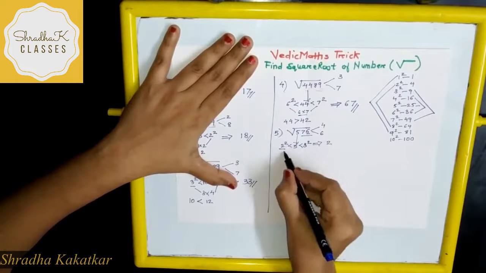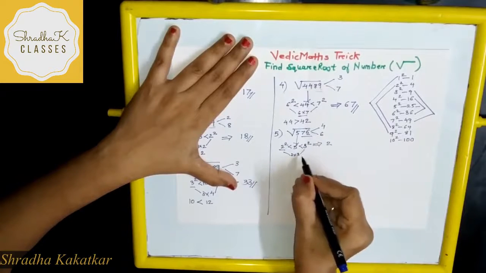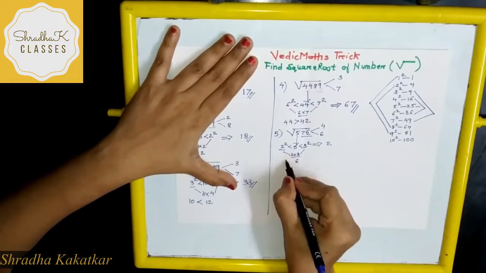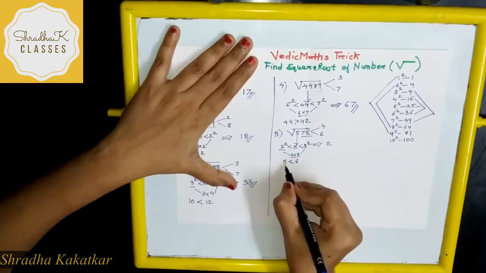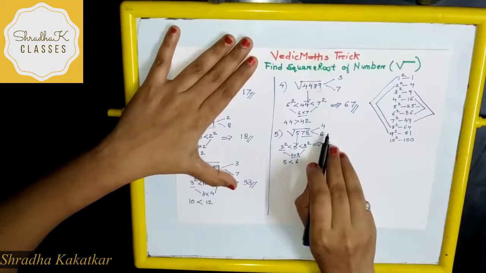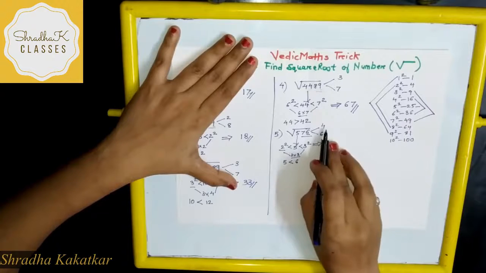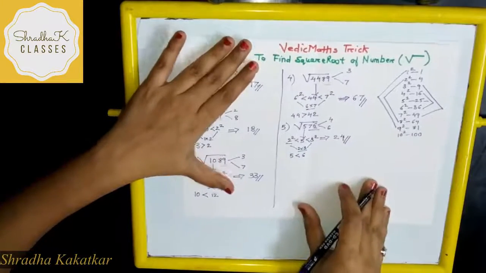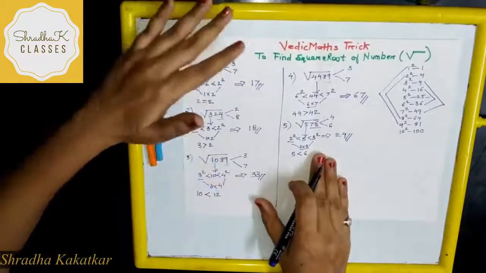Now next step is this 2 into 3. How much? 6. So then this 5 is less than 6. When it is less, you have to consider the less number. Which is it? 4 or 6? 4, correct. I hope you understood.